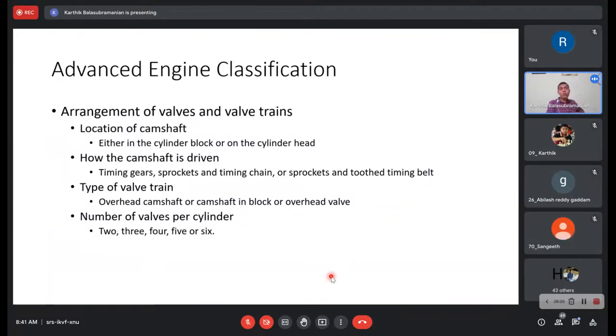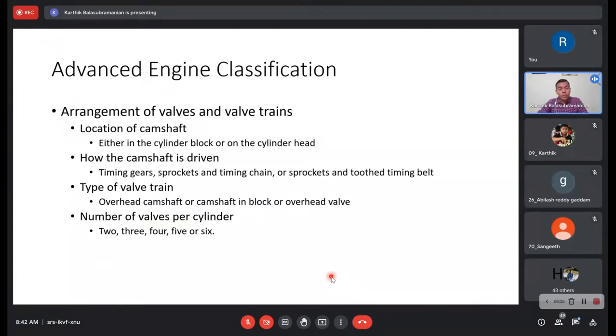Based on that also, engines are classified, by the type of valve train, whether it is overhead camshaft, camshaft in block, or overhead valve. I'm sure in prime movers, when you were discussing engines, you must have looked at how the valve is operated, whether the cam is directly on the top or there is a push rod. So based on that you have different classifications.